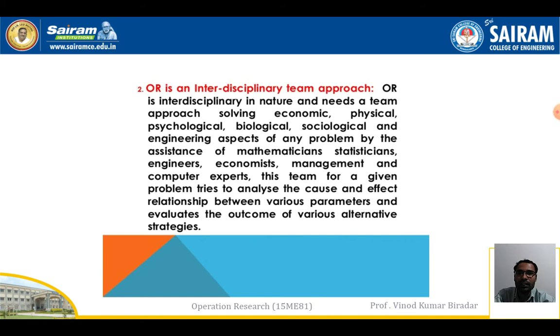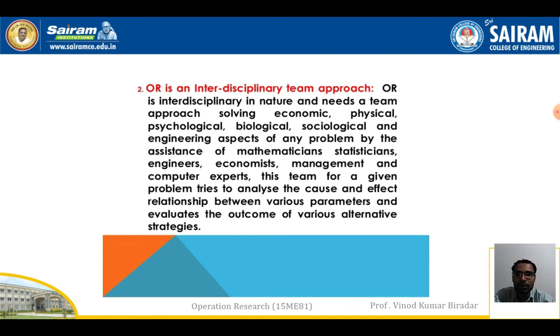Okay, second, OR is an interdisciplinary team approach. OR cannot be used in only one particular discipline. You can use it in any different field, either mechanical department or electronics department; for interdisciplinary combinations also we are using OR. It is interdisciplinary in nature and needs a team approach to solving the economical, physical, psychological, biological, sociological and engineering aspects of a problem, with the assistance of the mathematician, statistician, engineer, economist, management and computer expert.